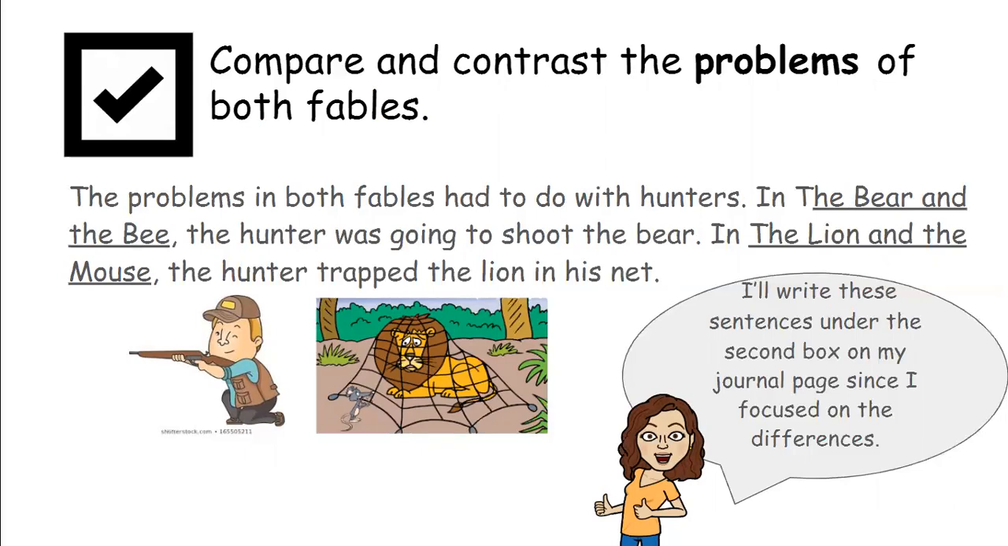I might write, in The Bear and the Bee, the hunter was going to shoot the bear. In The Lion and the Mouse, the hunter trapped the lion in his net. Of course, you might see other similarities and differences that you would add instead.